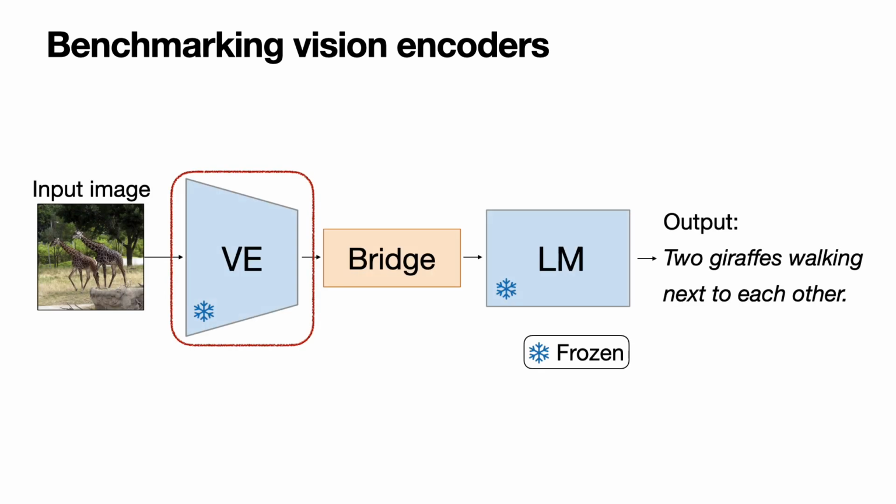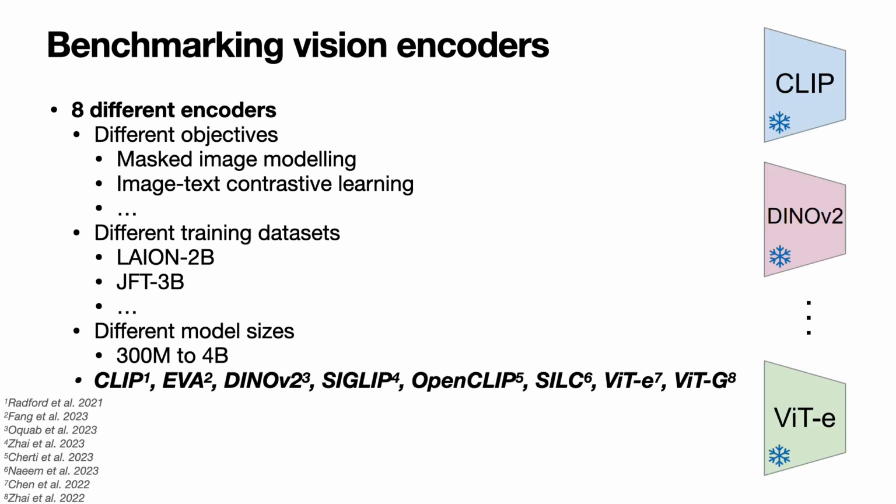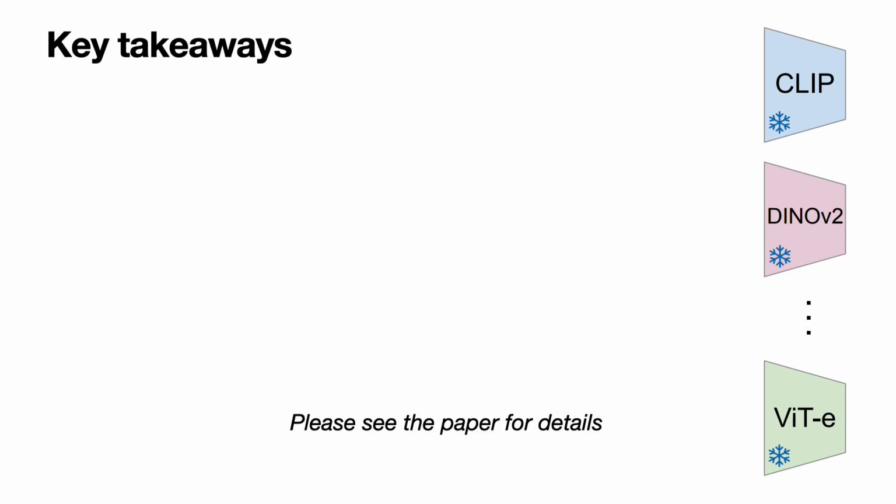Using a standard architecture, we train and evaluate VLMs by only changing their vision encoders. We consider several vision encoders with different inductive biases stemming from their differences in training objectives such as masked image modeling or image-text contrastive learning, and datasets such as Lion or JFT. We also consider model sizes ranging from a few hundred million to a few billion parameters. In total, we benchmarked 8 different vision encoders including CLIP, DINOv2, ViT-e, and more on several vision language tasks. While we defer the detailed results and takeaways to the main paper for brevity, we note the following two key observations.